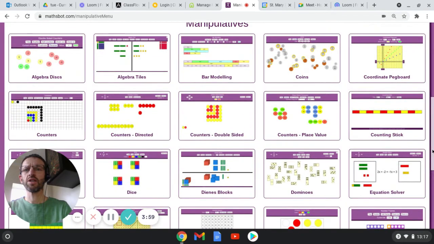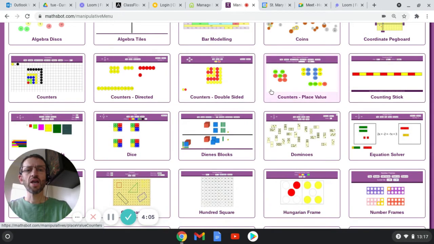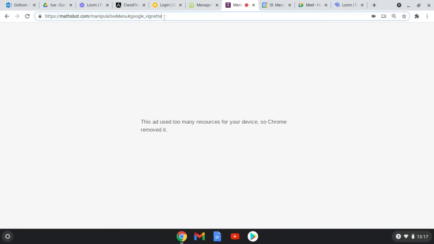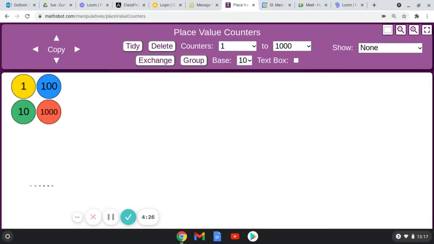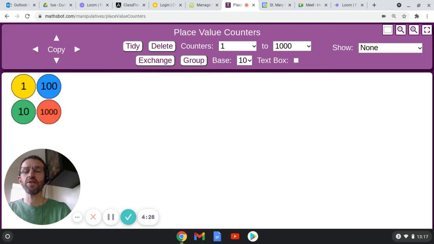Counters for place value. They're going to be very handy today. Okay, can we just have this back again? There we go. So when we're using place value counters, they're very useful when we are doing our learning today.